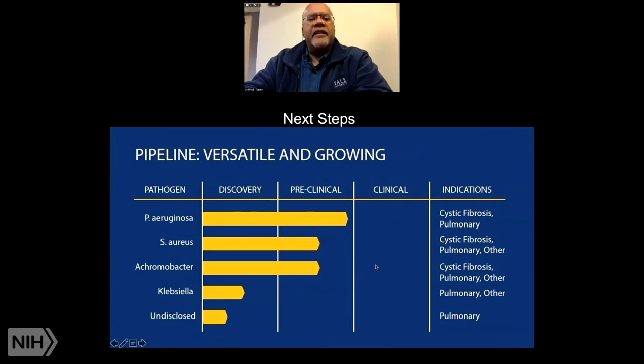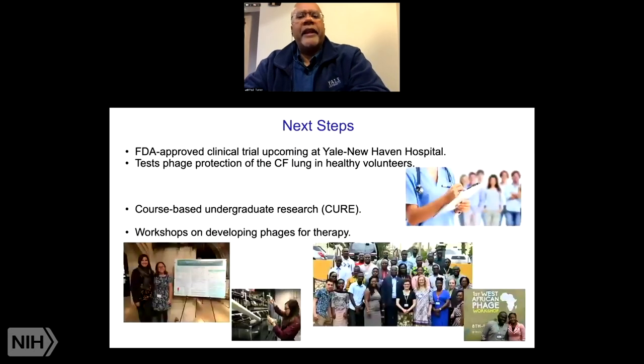So the next steps include a new FDA-approved clinical trial that we have coming up at our hospital here in New Haven, at Yale New Haven Hospital. And we're going to test the ability for phages to protect prophylactically the lungs of healthy CF patients who are volunteers. So over a multi-month period, they will inhale phages, and we will track how well these phages prevent them from experiencing exacerbations relative to a placebo group.